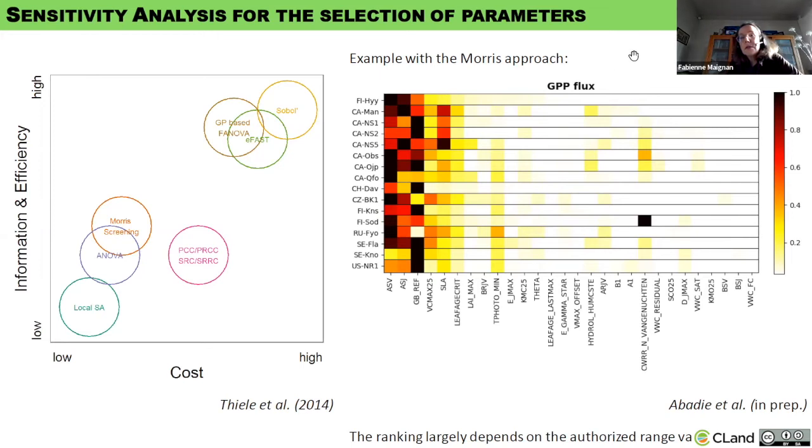You see here on the right an example with the Morris approach, where we have studied the importance of the various parameters represented here on the y-axis for the GPP flux, and so you can rank them for each of the FluxNet sites that are here on the x-axis. So one being the most important, and then you can decide to take all parameters that are above a certain threshold, or select just the first and most important.